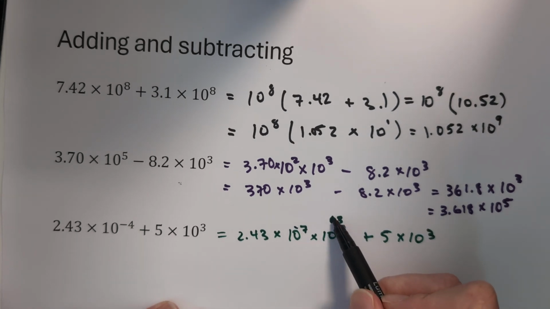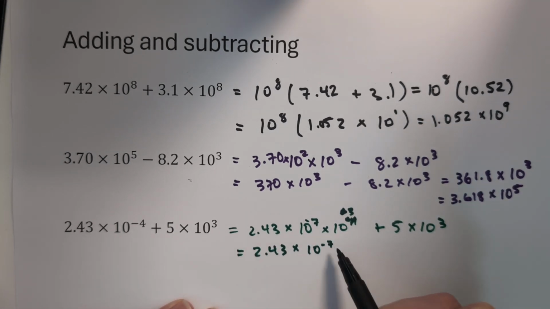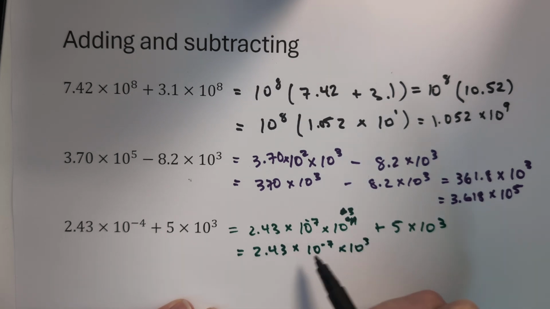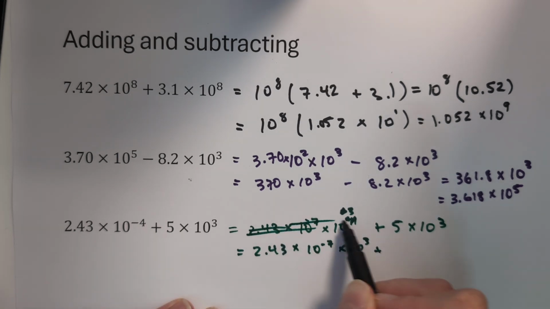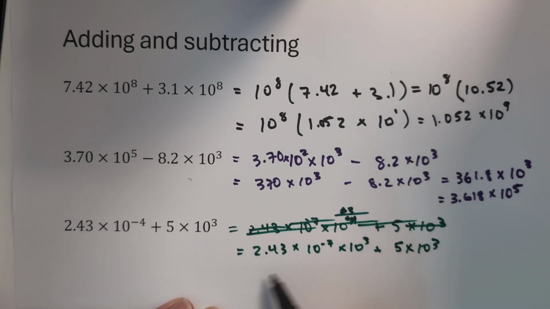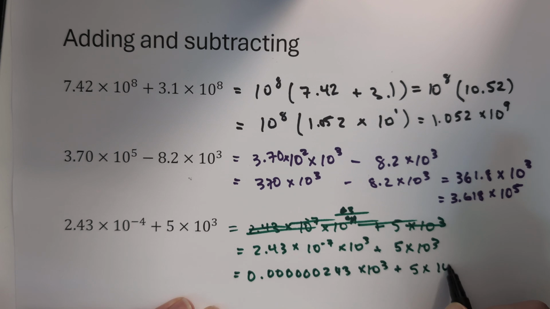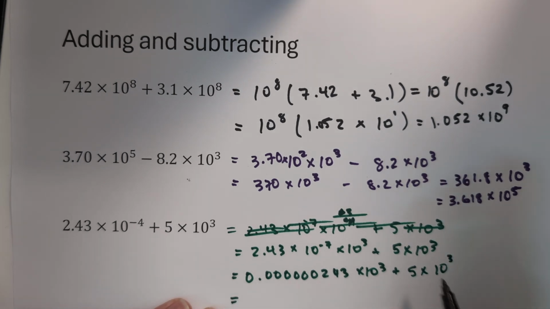How about I rewrite that so it's very clear? 2.43 times 10 to the negative 7 times 10 to the 3rd. That will then give me the 10 to the negative 4th. I'm just going to get rid of this because it's quite messy. Plus 5 times 10 to the 3rd. And we can rewrite this moving over 0.0 here, making sure we're moving it over enough. And then I need 6 zeros, and then the 243 times 10 to the 3rd plus 5 times 10 to the 3rd.